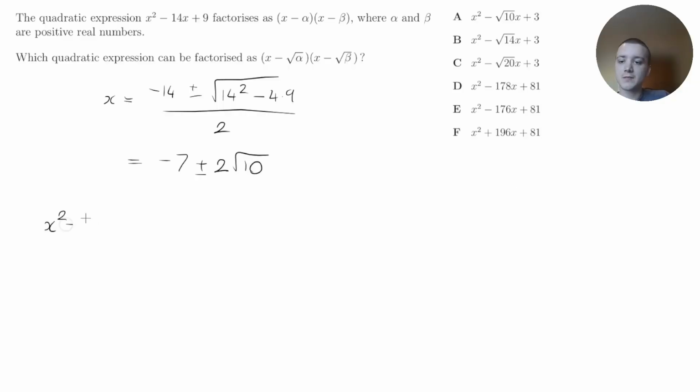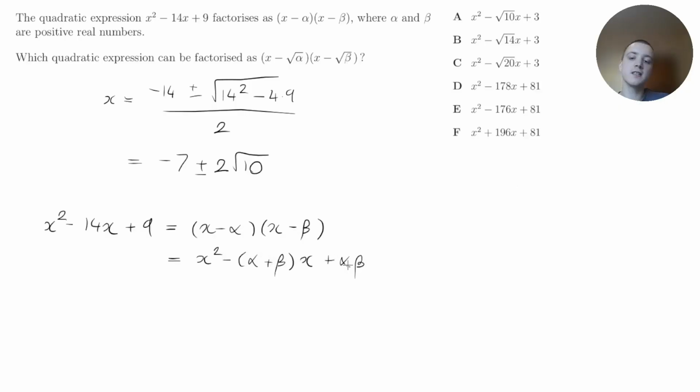We know that x squared minus 14x plus 9 is equal to x minus alpha times x minus beta. If we expand this out, that is x squared minus alpha plus beta times x plus alpha beta. And immediately, if we compare coefficients, from comparing these two constant terms, 9 equals alpha times beta. And by comparing these x terms, we get that 14 equals alpha plus beta.